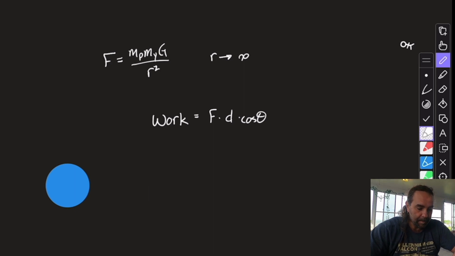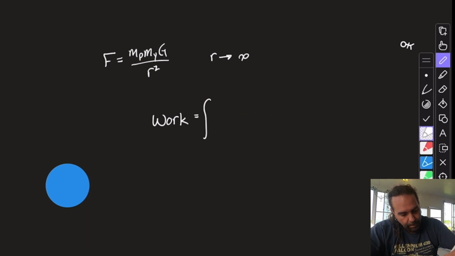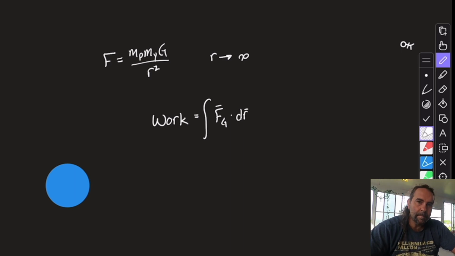However, our force is not constant. So we would have to do the integral. In this case, it would be the integral of the force of gravity dot dr, and then do that from, say, the radius of the Earth or any planet to infinity and beyond.